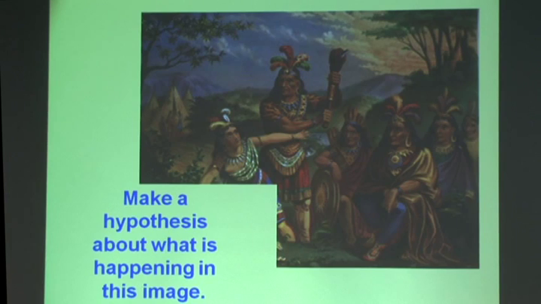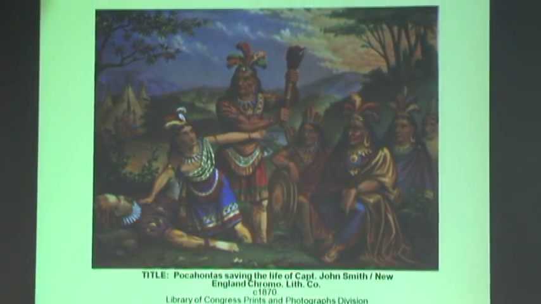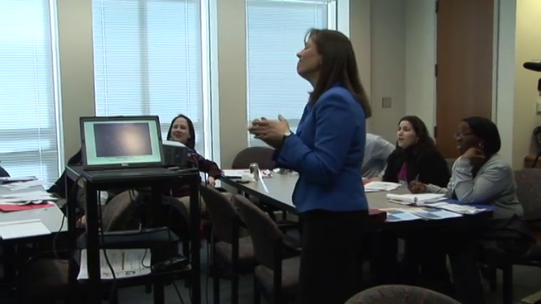I think Pocahontas is jumping in front of John Smith. Oh. She's trying to prevent something from being done. Yes. Oh, and there it is. There's our caption from the Library of Congress, Pocahontas saving the life of Captain John Smith. And it was painted in 1870. Those people on the right really do look remarkably unconcerned.